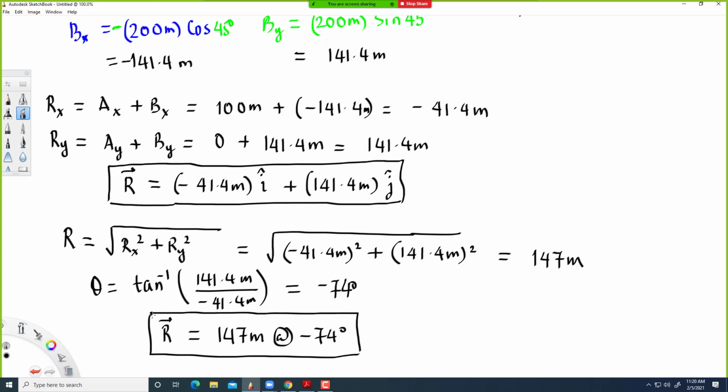When you know only the magnitude, you don't put the arrow here. I don't have an arrow here because I'm finding the magnitude. And here I know both the magnitude and angle, or direction. That's why I'm putting the arrow here. Now we have a complete vector. Okay, so that's worksheet 3.